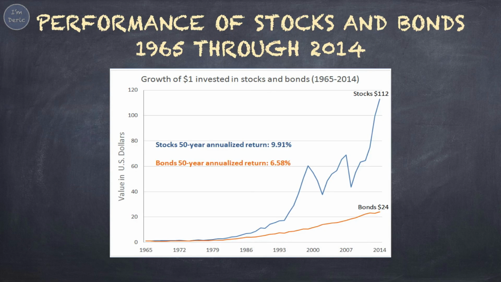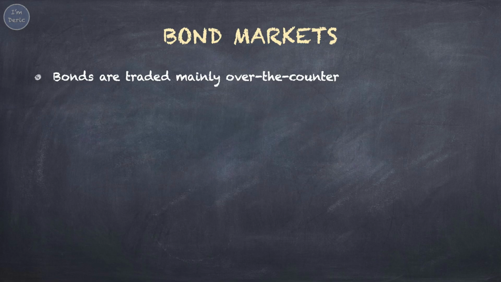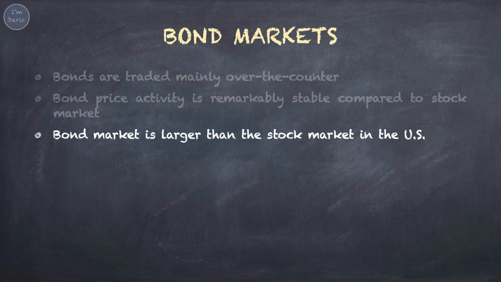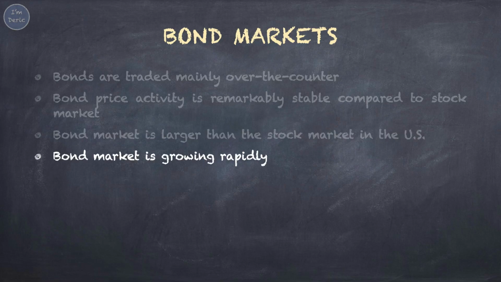Based on the performance of stocks and bonds from 1965 to 2014, the 50-year annualized return of stocks is 9.91%, while for bonds it is 6.58%. The return of stocks is higher than the return of bonds. For the bond markets, bonds are traded mainly over the counter, not on exchanges. Bond price activity is remarkably stable compared to the stock market. Surprisingly, the bond market is larger than the stock market in the US. In many countries, the bond market is growing rapidly.